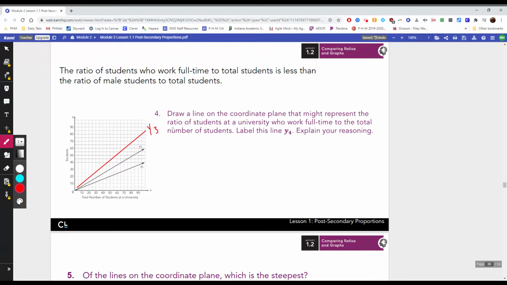So now we're going to add a fourth one. Draw a line on the coordinate plane that might represent the ratio of students at a university who work full-time to the total number of students. Label this Y4. So what does it tell us about these students who work full-time? It says it's less than the ratio of male students. Remember, Y sub 2 was male students. So if this is less than the ratio of that, then we know it has to be below that line. It's going to be somewhere down here, and we'll label this Y sub 4.